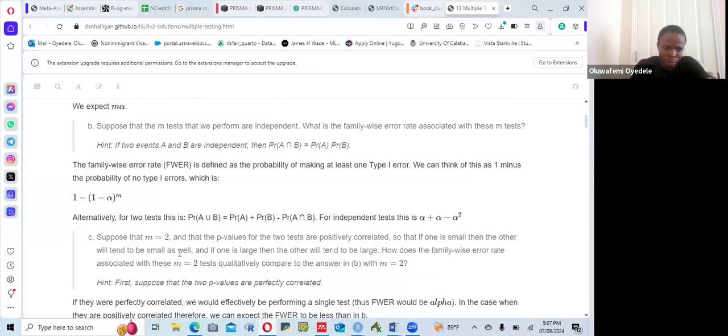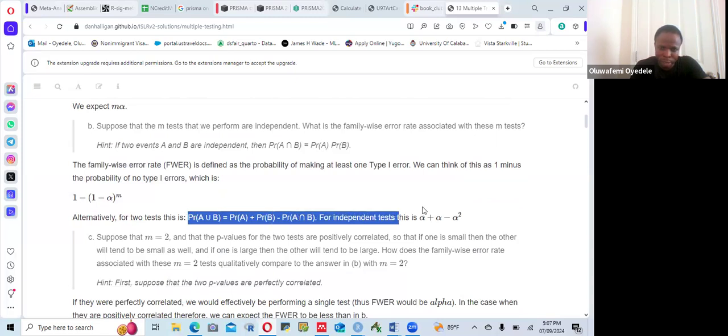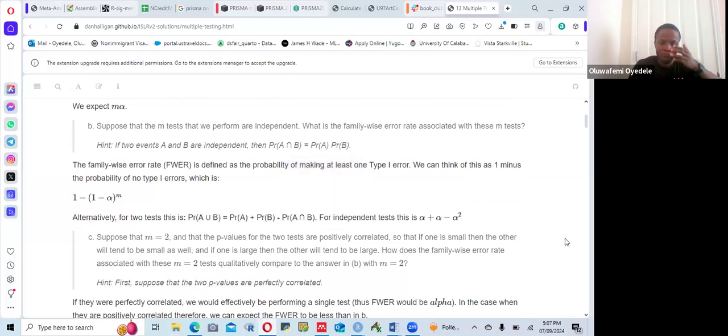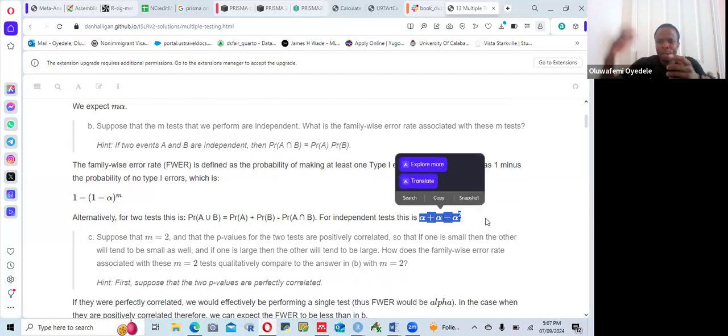Alternatively, this can be given as the probability of A union B, which equals the probability of A plus the probability of B minus the probability of A intersection B. For independent tests, this is alpha plus alpha minus alpha squared.